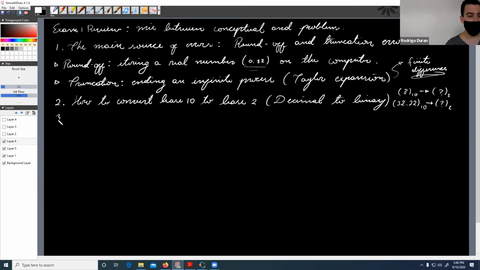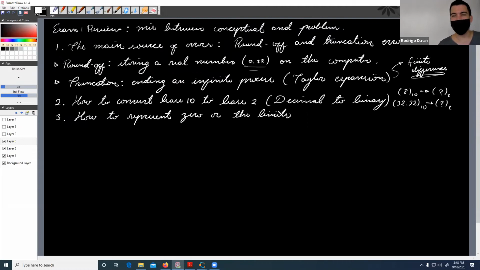Now, another thing I want to talk about is how to represent zero, or the limits. I'm not talking about a limit from calculus, but the largest values that we can use. How to represent zero or the limits. And this is for real numbers.